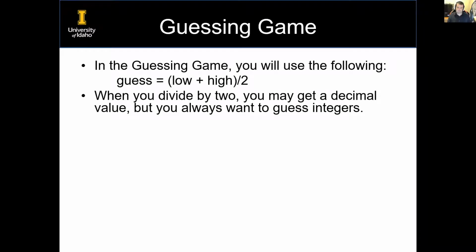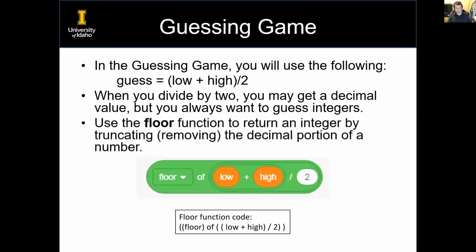And I guess the first thing I had, before I went on to that, was that whenever we do this division, we want to get a whole number. We want to get an integer. Otherwise, our guessing starts going to decimals and we're never going to get the right answer. So we're always going to use that floor code.